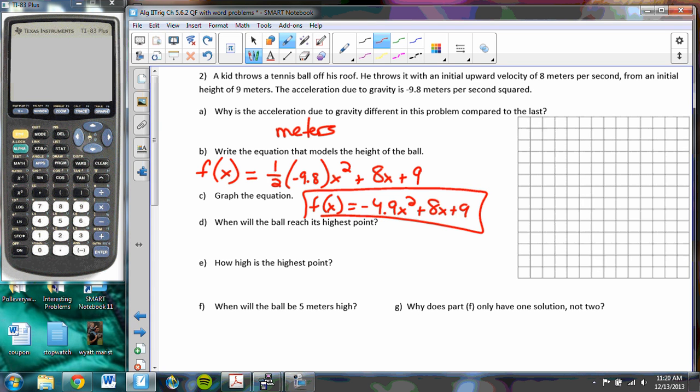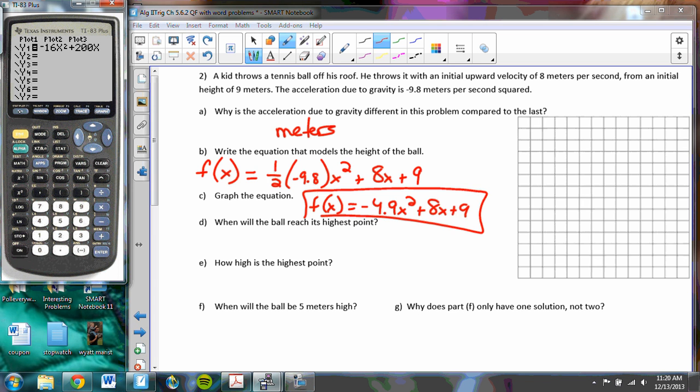Okay, for part C, I'm going to graph the equation. So my y equals negative 4.9x squared, plus 8x, plus 9. And I'm going to go to my table. And I can see pretty quick, just from my old numbers, that after 4 seconds, we're already underground. We're at negative 37. So 4 seconds is too fast.